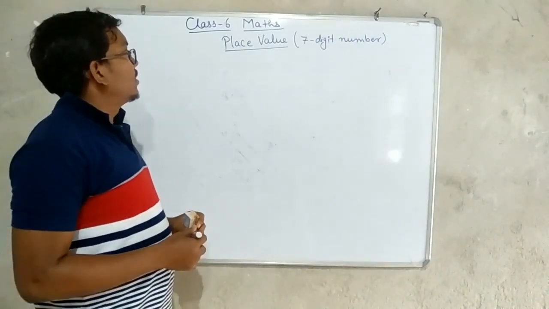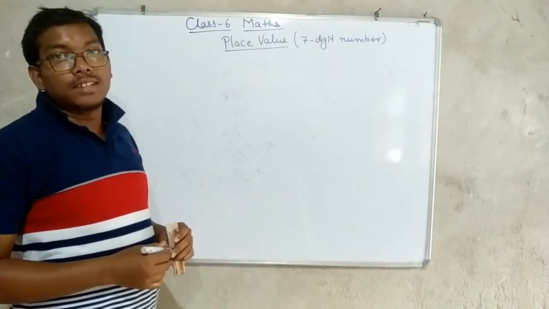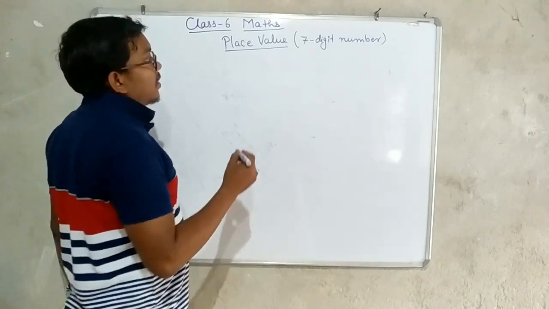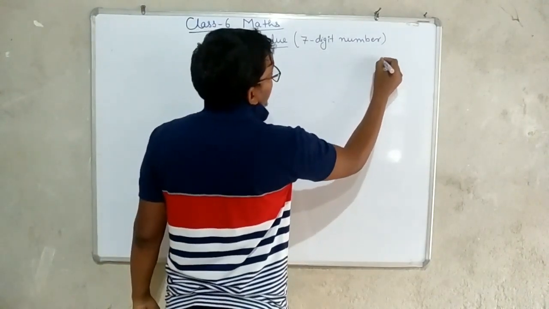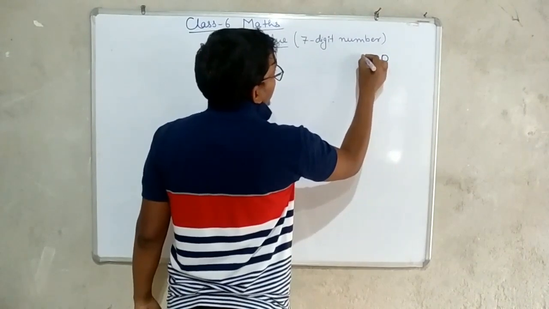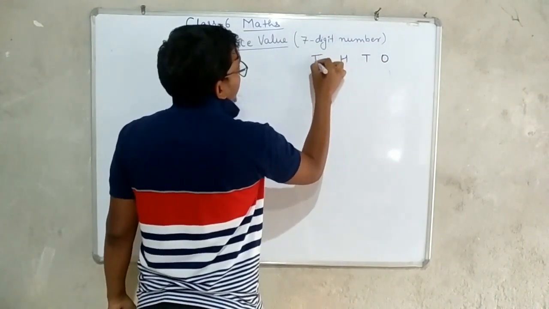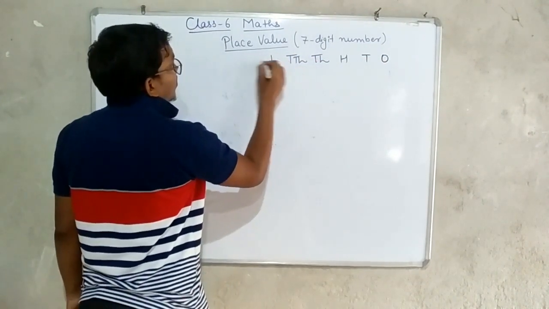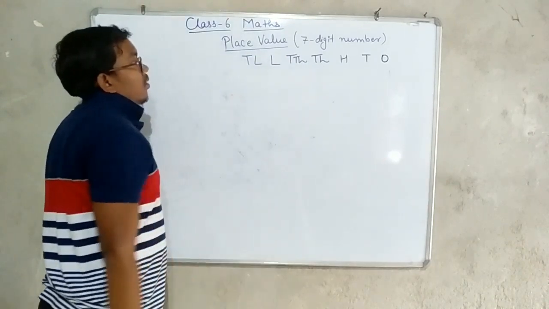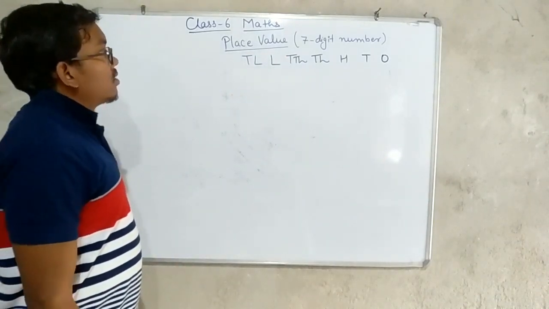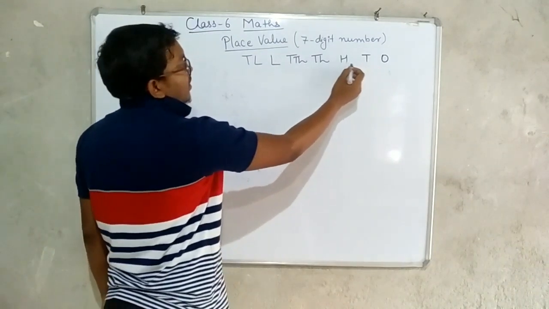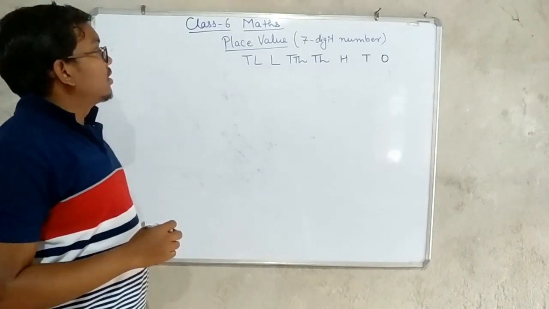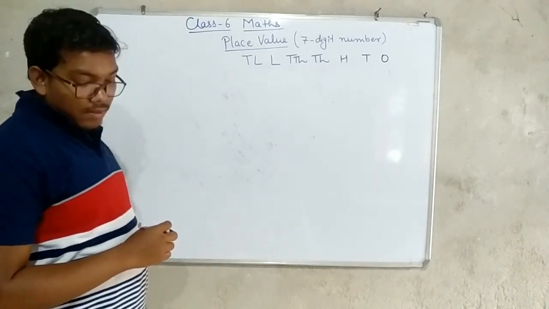Class 6 Maths, place value till 7-digit number. So in this class we will read about the place value till 7 digits. So first we will write the place values. So these are ones, tens, hundred, thousand, 10,000, lakh and 10 lakh. These place values come under the 7-digit number.